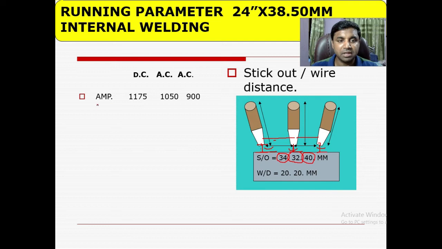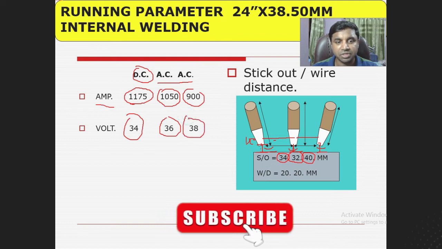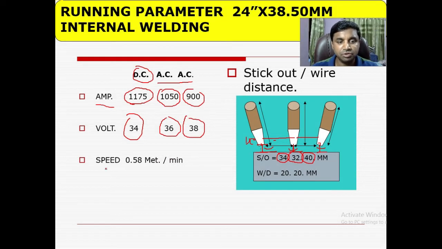Now you see the amperage here. The first electrode should be DC, and the other two electrodes will be AC. Amperage for the first one, DC, is 1175 ampere, then 1050 and 900. This is just an assumption. Voltage is 34, 36, 38: 34 is the first one, DC, and 36 and 38 are AC. The speed is 0.58 meter per minute. So you understand the internal welding.